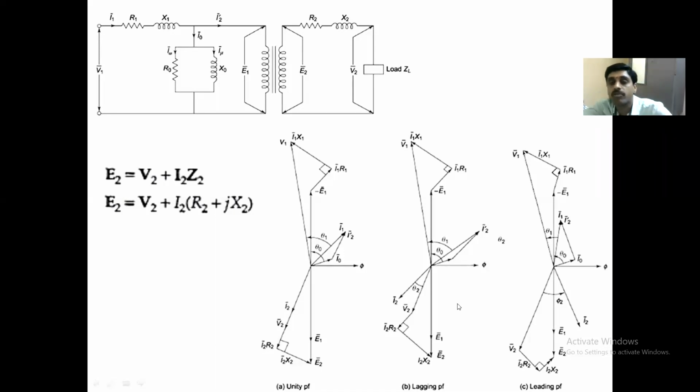Now if you take the lagging power factor load, where is the difference? This entire part is the same. The only difference is that here V2 is lagging, and this current I2 is lagging with V2, because this load is an inductive load. That's why I have drawn I2 with some lagging angle. Therefore, in parallel to I2 we write I2 R2, and at 90 degrees to this I2 X2. So V2 plus I2 R2 plus jI2 X2 is equal to E2. This is the phasor diagram under loaded condition.